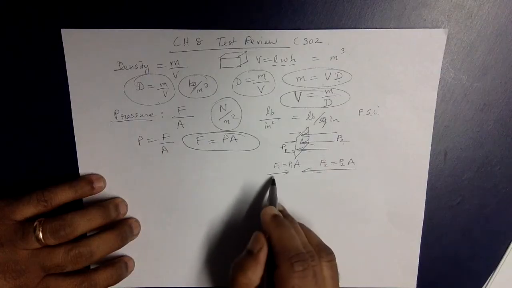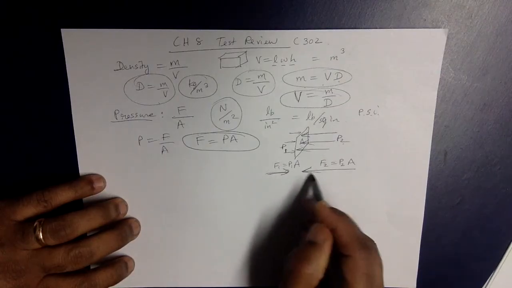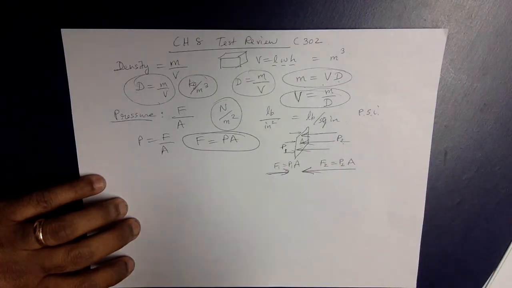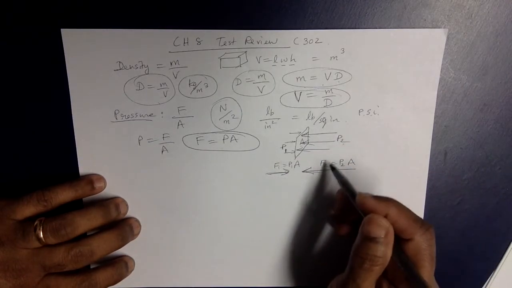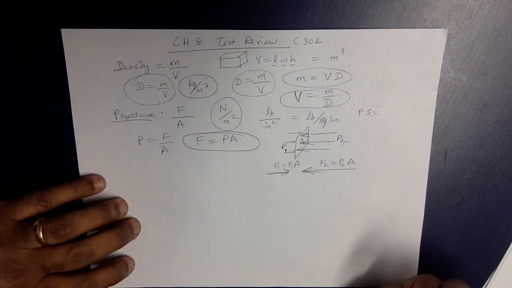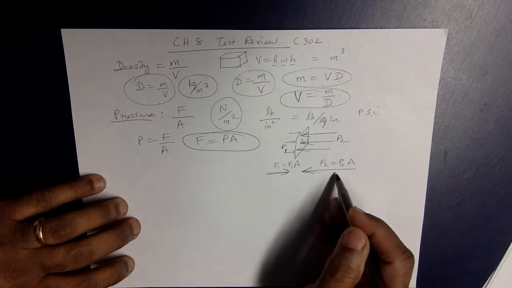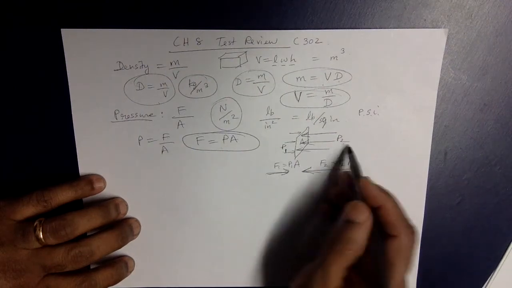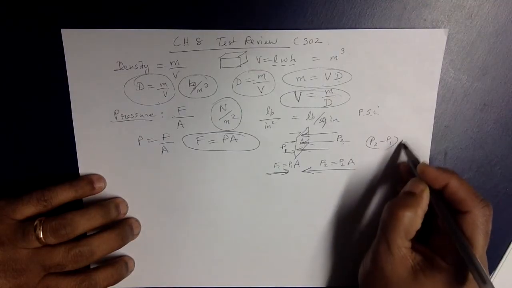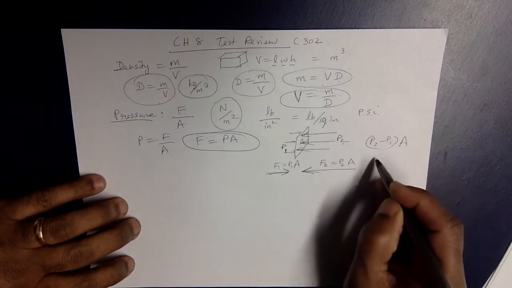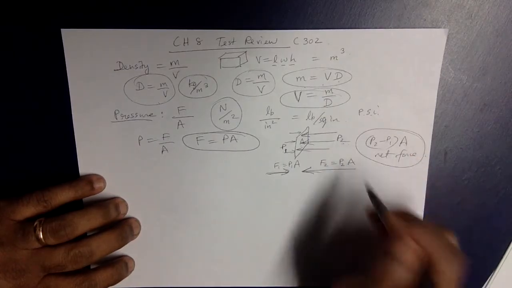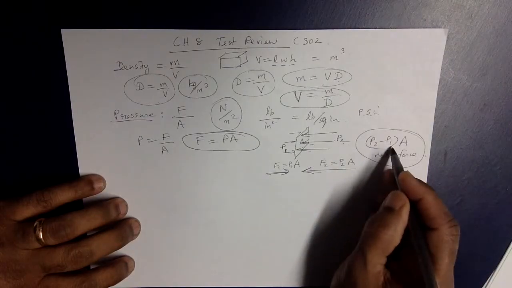So which means there's a force from here and there's a force from there, and that means there is a net force in that direction. Okay? There's a net force in this direction. So if you are told to find the net force, what you need is the pressure difference between here and here. So if you want to find the net force, you can just take the pressure difference, which is P2 minus P1, and then multiply by area. This is the net force, the pressure difference times the area.